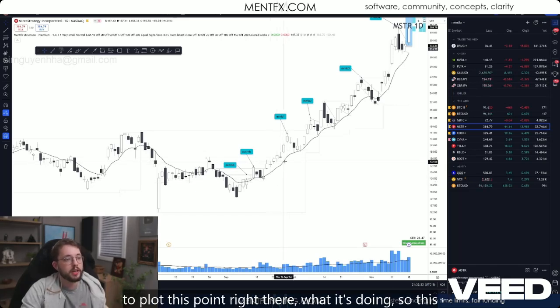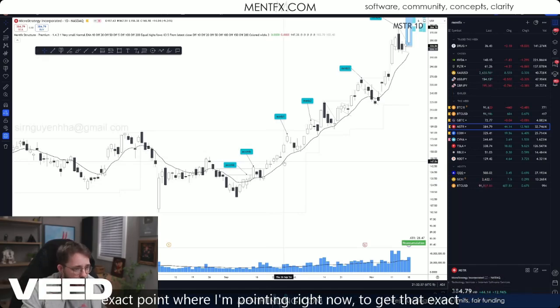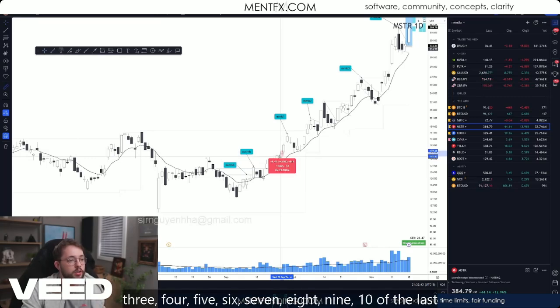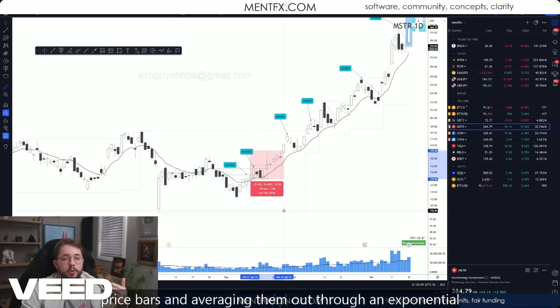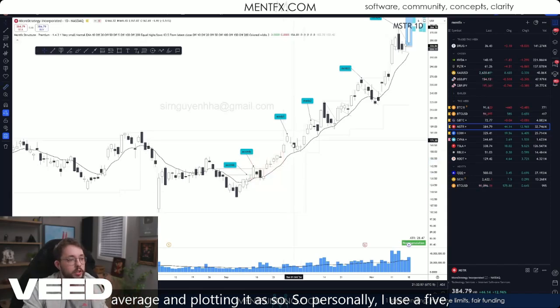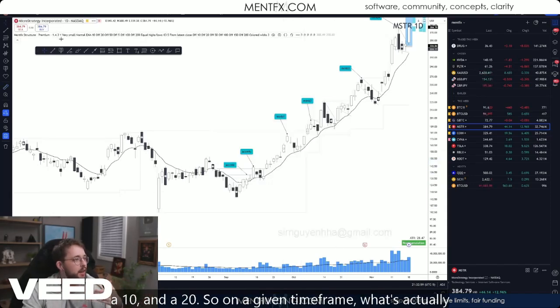So ultimately, to plot this exact point where I'm pointing right now, to get that exact price of 147.54, all it's doing is taking 1, 2, 3, 4, 5, 6, 7, 8, 9, 10 of the last price bars and averaging them out through an exponential average and plotting it as so. So personally, I use a 5, a 10, and a 20.